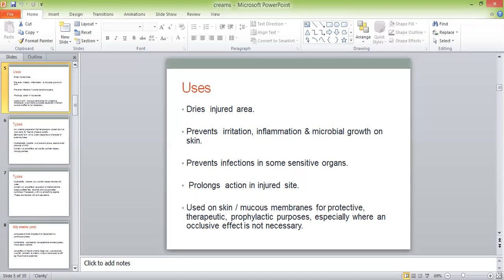Creams are used on skin and on different mucous membranes for different purposes, like a protective purpose, where they act as a protectant, for their therapeutic effect, the medicinal effect that they produce, and also for the prophylactic purpose, which means for the prevention of disease. They are used especially when an occlusive effect is not required, where occlusive means stopping or blocking, so when the blocking effect is not required, then they are used.